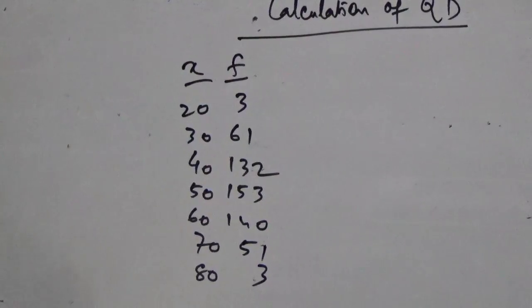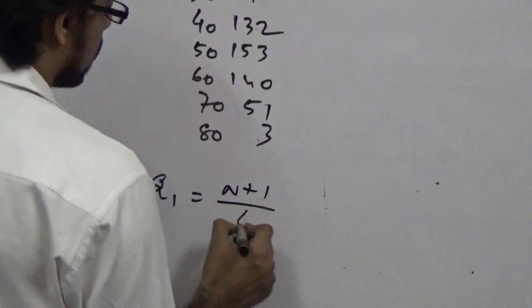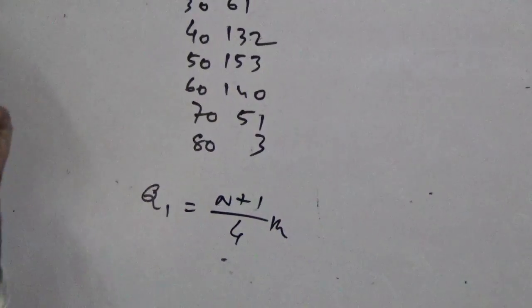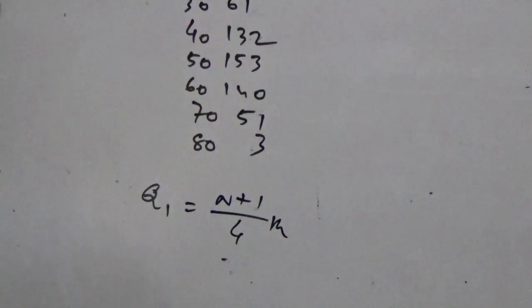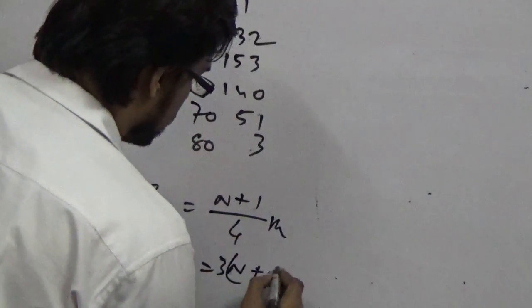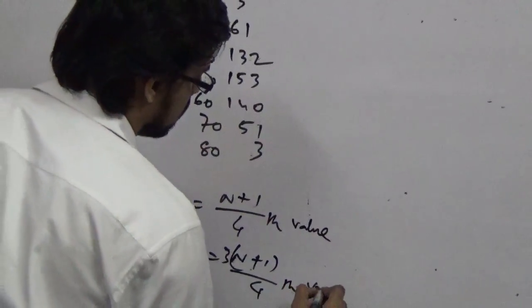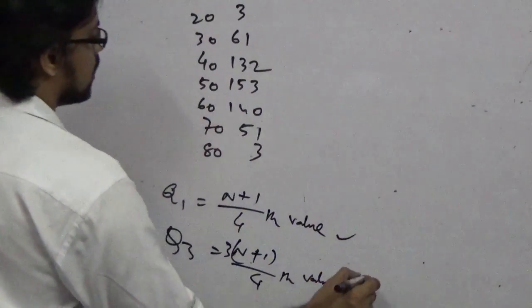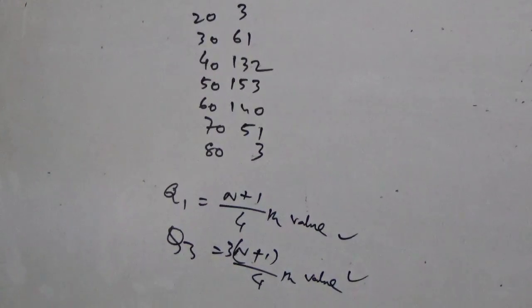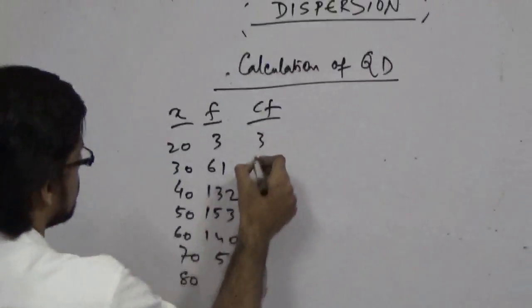But what happens in the smaller cases of quartile deviation? In this kind of case, Q1 is the (n plus 1) by 4th item, and Q3 is the 3 into (n plus 1) by 4th value. These are the two important things, (n plus 1) by 4 and 3 into (n plus 1) by 4. So how to find it? First you need to find the cumulative frequencies, which is very easy.